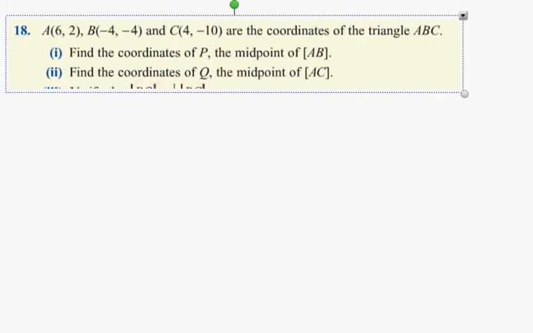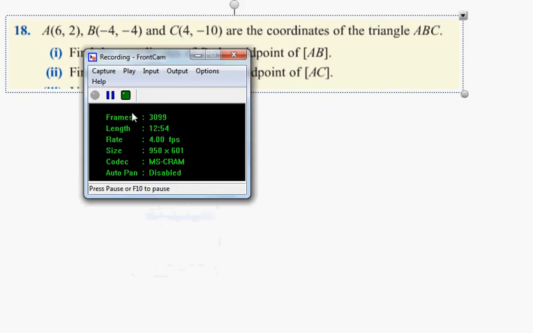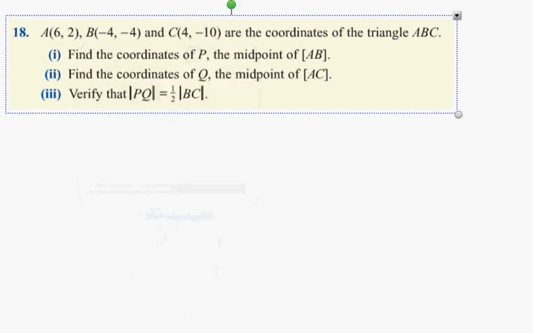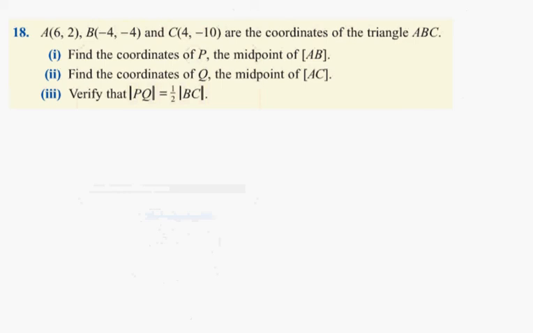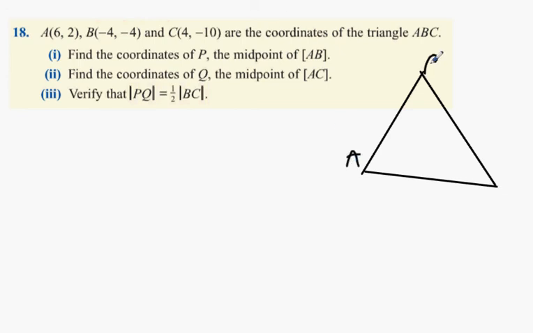What happens next, guys, is question 18. Okay, guys. So, it's a triangle ABC. The triangle is fairly random. Point A, point B, and a point C. Find the coordinates P, the midpoint of AB.